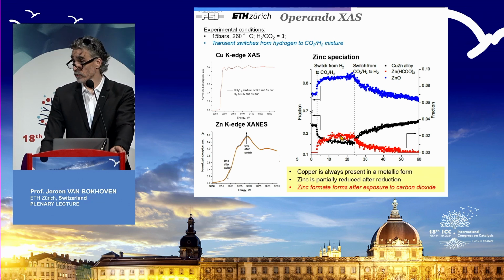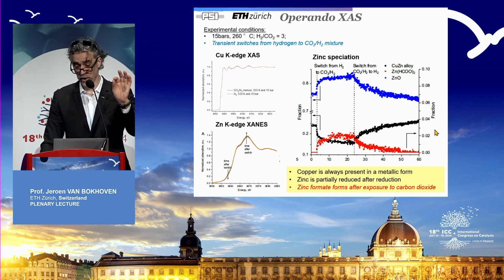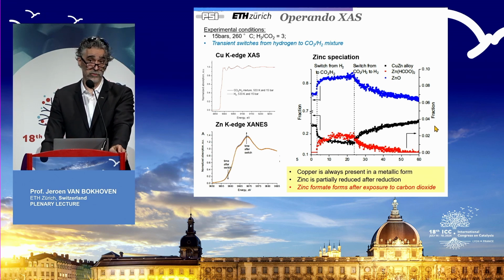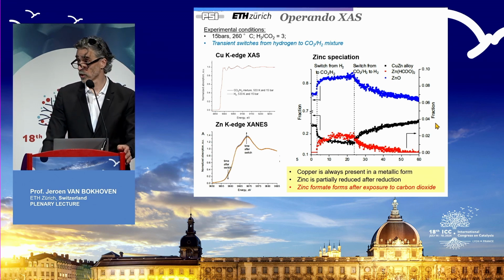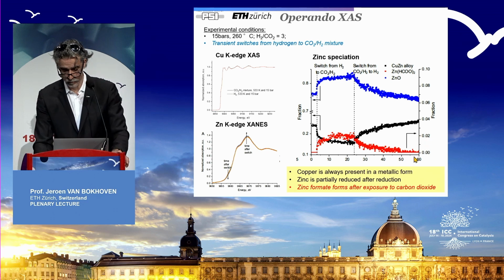And the spectrum actually is that of zinc formate. So we can have a very low fraction of zinc formates that we see. Under these conditions, very rapidly we have the formation of zinc formate. So the isotope switching showed us that that's the reactive intermediate. The X-ray absorption tells us it's associated with the zinc oxide.